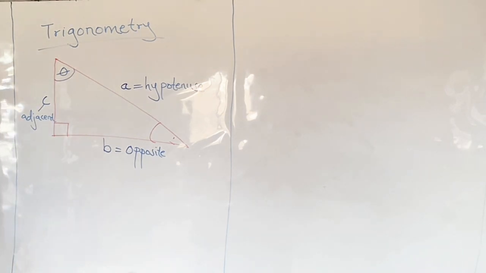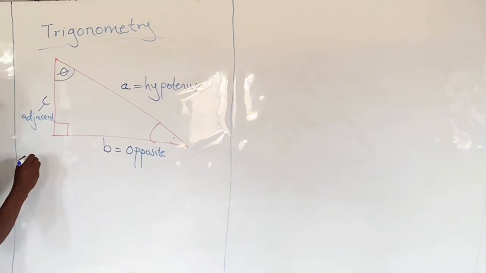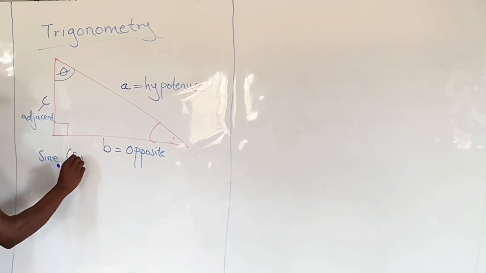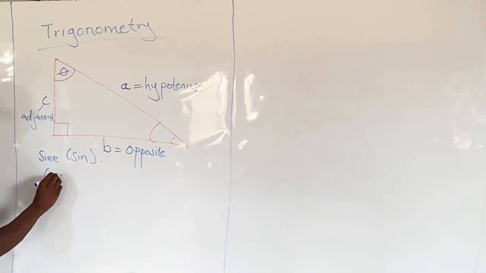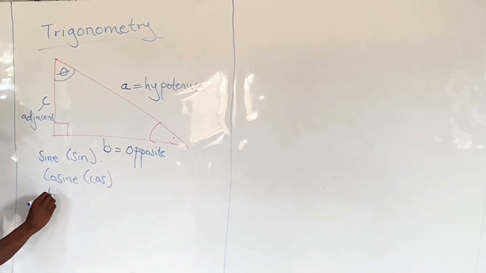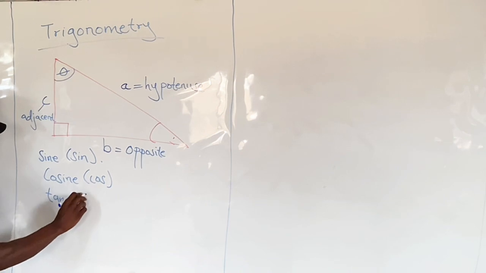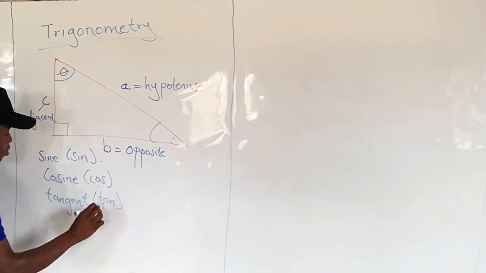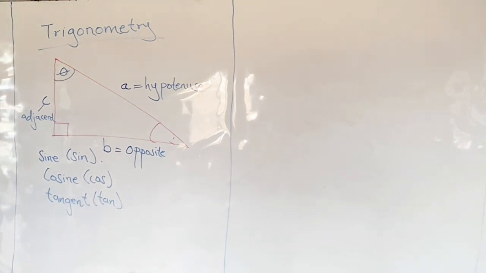We cannot do trigonometry without learning about the major trigonometry ratios. The major trigonometry ratios are the sine, sin for short. We have the cosine, also cos for short, and then the tangent, also tan for short. These are the three major trigonometry ratios: the sine, cosine, and the tangent. Now, let's look at the definitions or the formulas for these three trigonometric ratios.